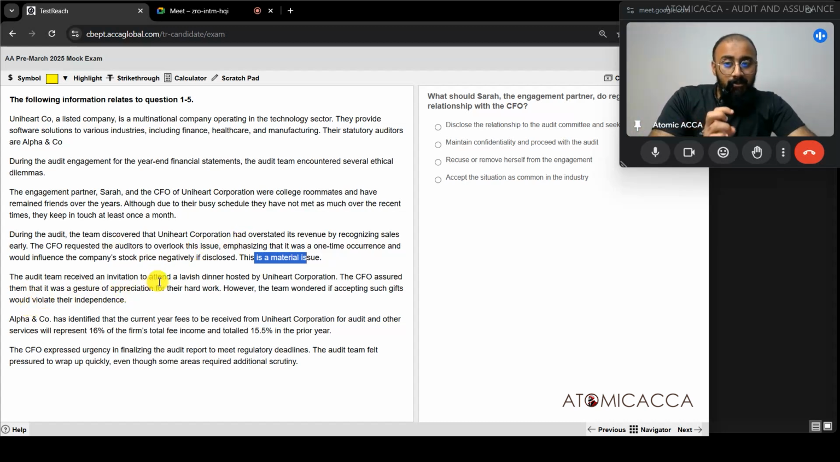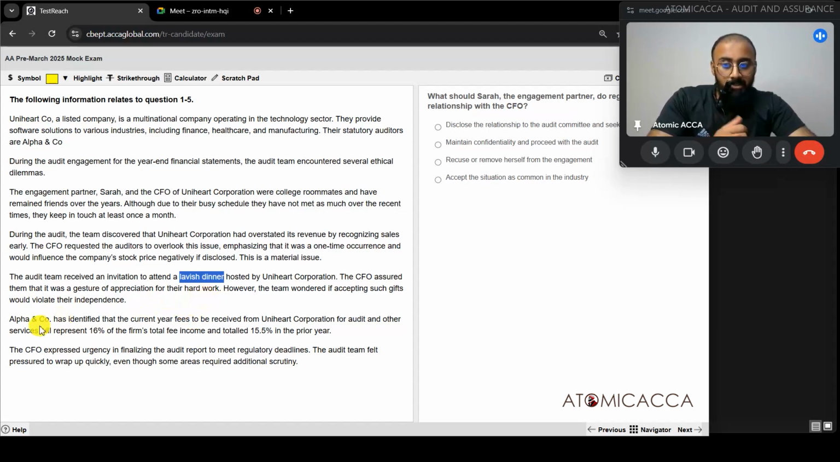The audit team received an invitation to attend a lavish dinner hosted by Unihart Corporation. So the client is inviting the audit team. The CFO assured that this was a gesture of appreciation for their hard work. However, the team wondered if accepting such a gift would violate their independence. True. And it's very key to note over here: lavish dinner. So it's not a small gift, it is a large gift. You have to politely decline this.